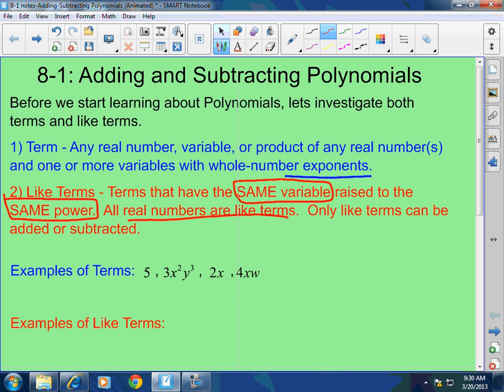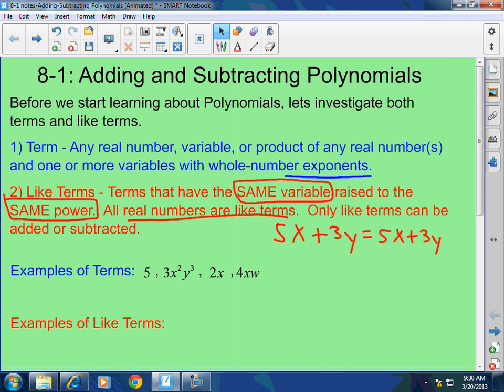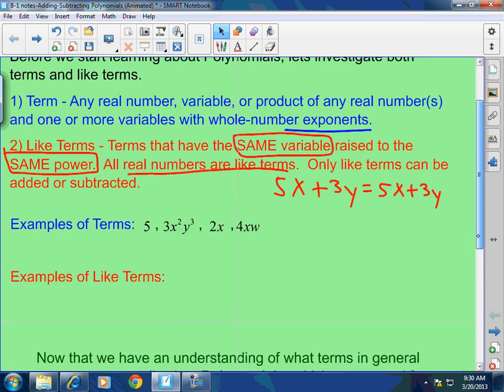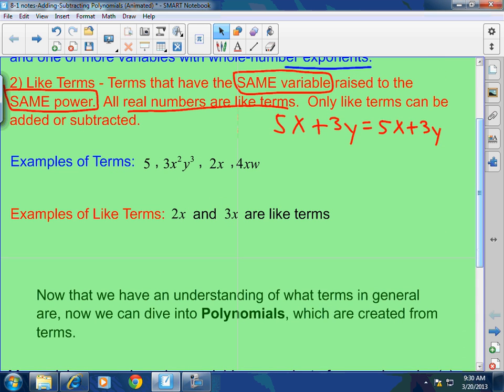You cannot add 5x plus 3y. That just equals 5x's plus 3y's. You can't combine them because they're not like terms. So let's look at some examples of like terms. 2x and 3x, they're like terms. You can add them together, by the way. What would 2x's plus 3x's equal? Just out of curiosity. And what would 2x's minus 3x equal?